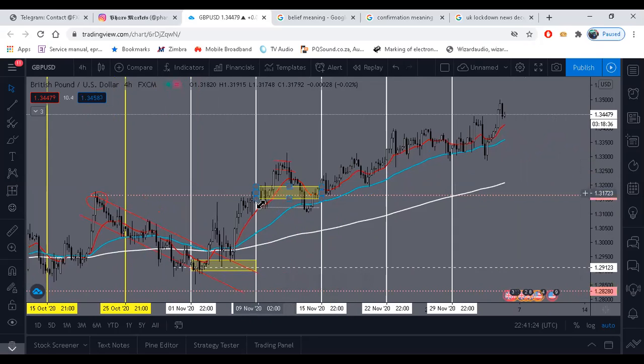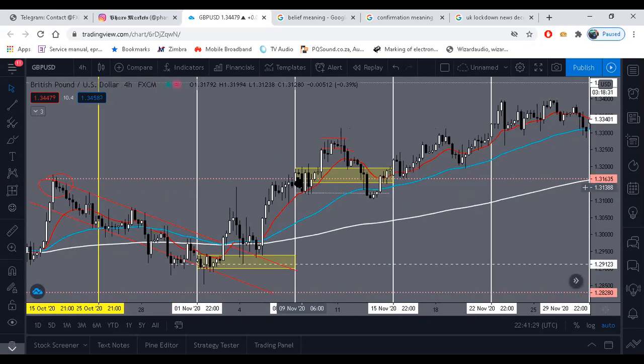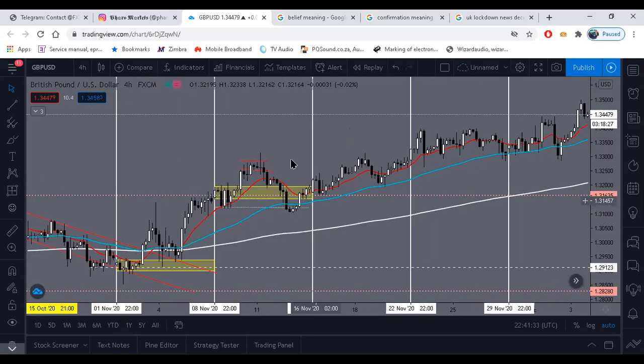And also our open sentiment of the week did indicate that we're going to have a buy. So this makes sense why price went up.